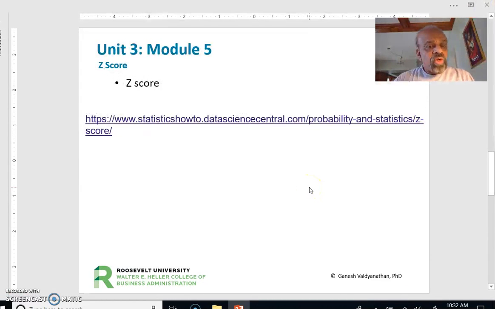And you can copy and paste this whole statisticshowto.com and then go through how to calculate the z-score and all that stuff. So let's continue on this in our quest of finding out the z-score.